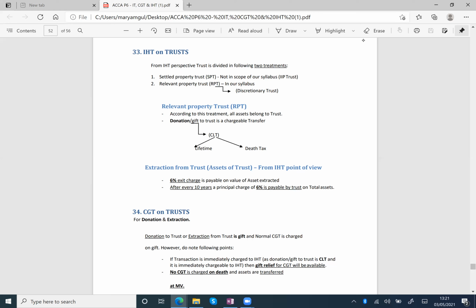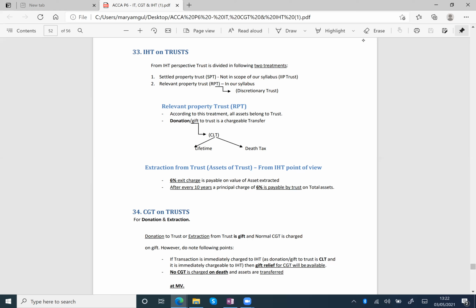That's it. And the second heading is extraction from trust. When one day you extract the assets from trust, what are the IHT implications? There are 2 points. A 6% exit charge is payable on the value of assets extracted. So whenever you extract assets from trust, 6% exit charge. This is IHT tax. You have to pay the 6% exit charge on the value of the asset which you extract. And second, after every 10 years, a principal charge of 6% is payable by the trust on total assets.